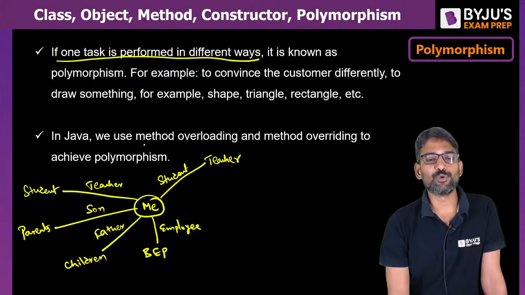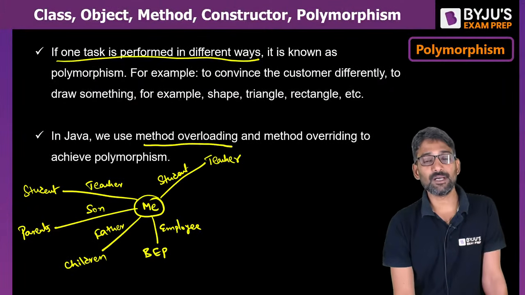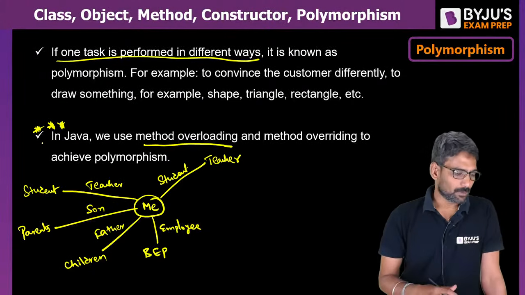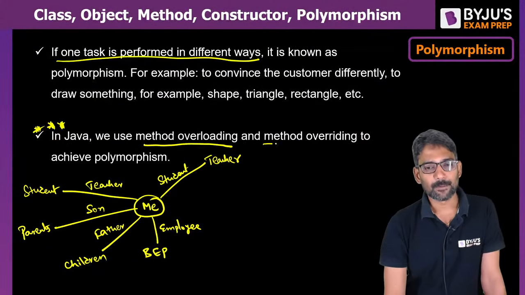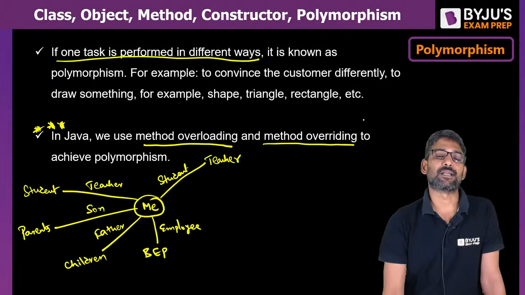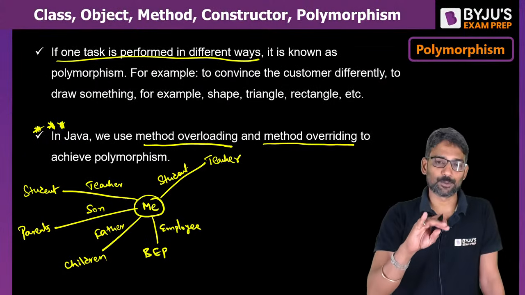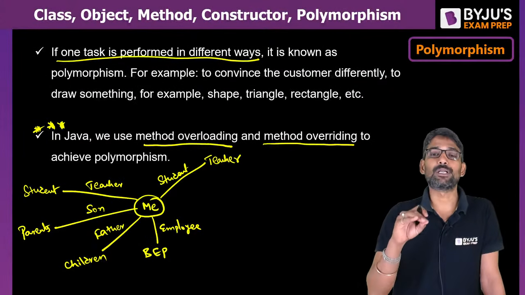And how do you achieve polymorphism in Java? This is an important point. You may get it as a question. How to achieve polymorphism? Method overloading, method overriding. There are two ways to achieve polymorphism: method overloading and method overriding.